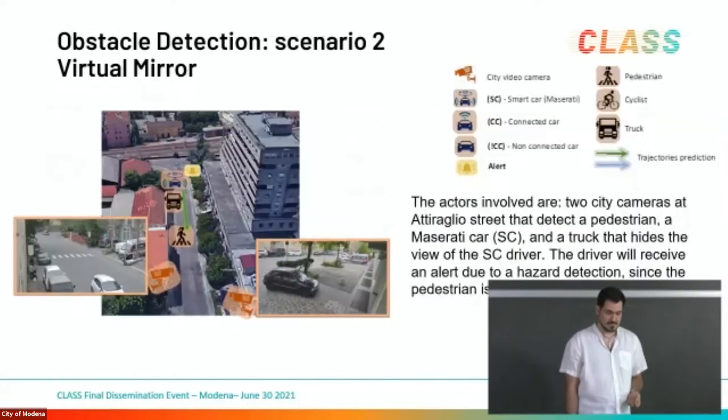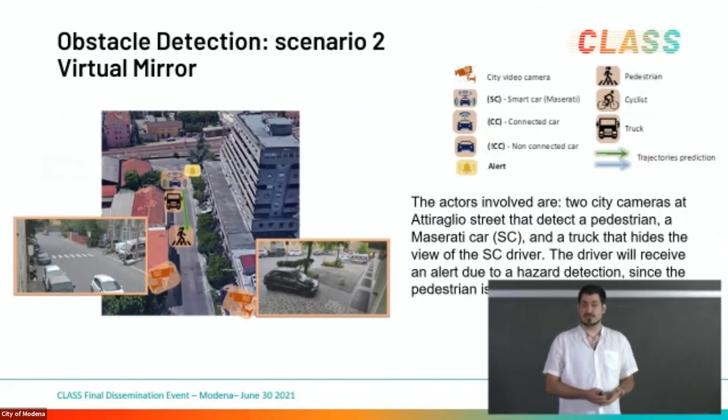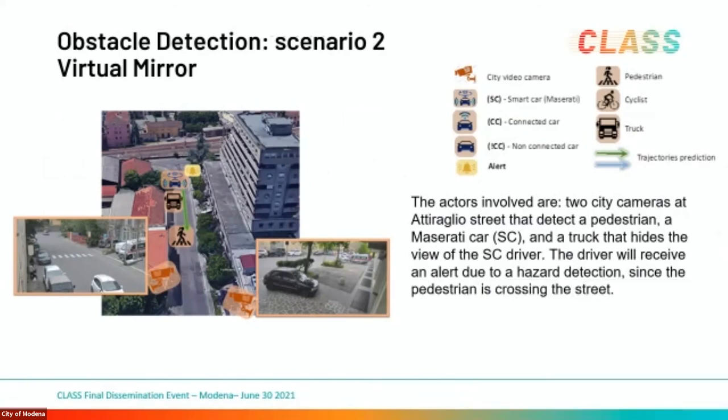So for the virtual mirror scenario here, for example, we can have two city cameras in the Attiraglio street, a detected pedestrian and the smart car. In this case, we can have, I don't know, a truck or a bus that is hiding the pedestrian that is crossing the road. Even if we have a smart car, the sensors are not able to detect what is beyond the car, truck, or the bus. And therefore, the city will be the virtual mirror for the car.